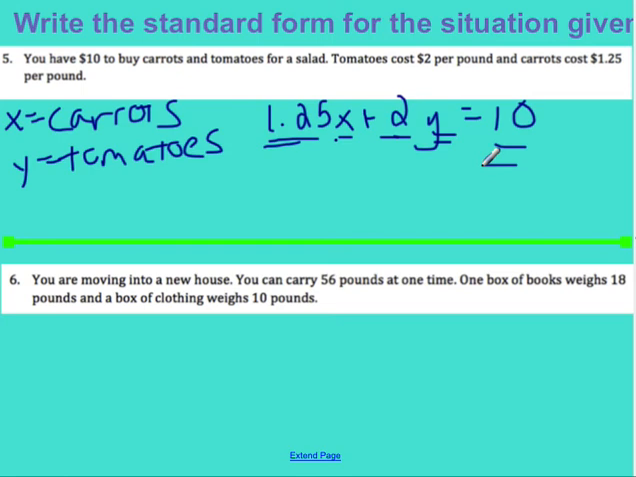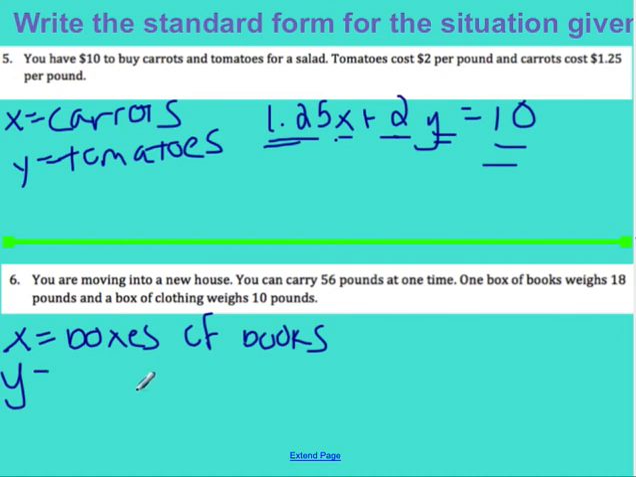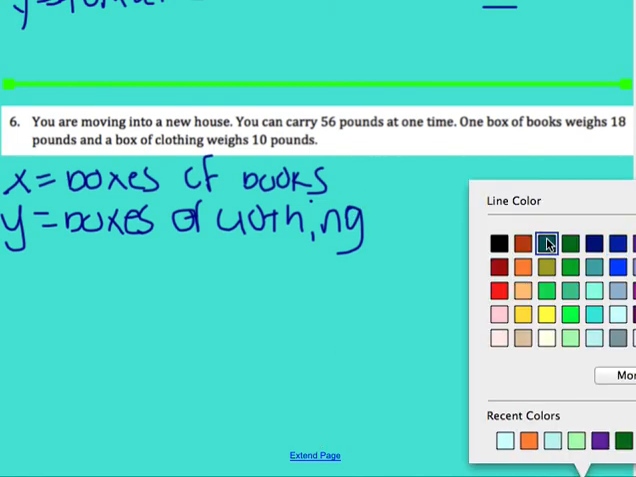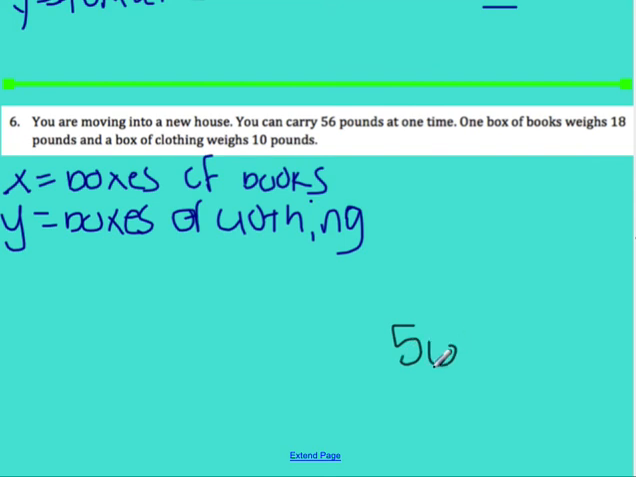You're moving into the new house. You can carry 56 pounds at a time. So I'm going to let x represent boxes of books. I'm going to let y represent boxes of clothing. So let's just assume we want to make our trip as productive as possible. So that means that I want to try and carry 56 pounds every single trip that I make. So I'm going to let whatever I solve be equal to 56.